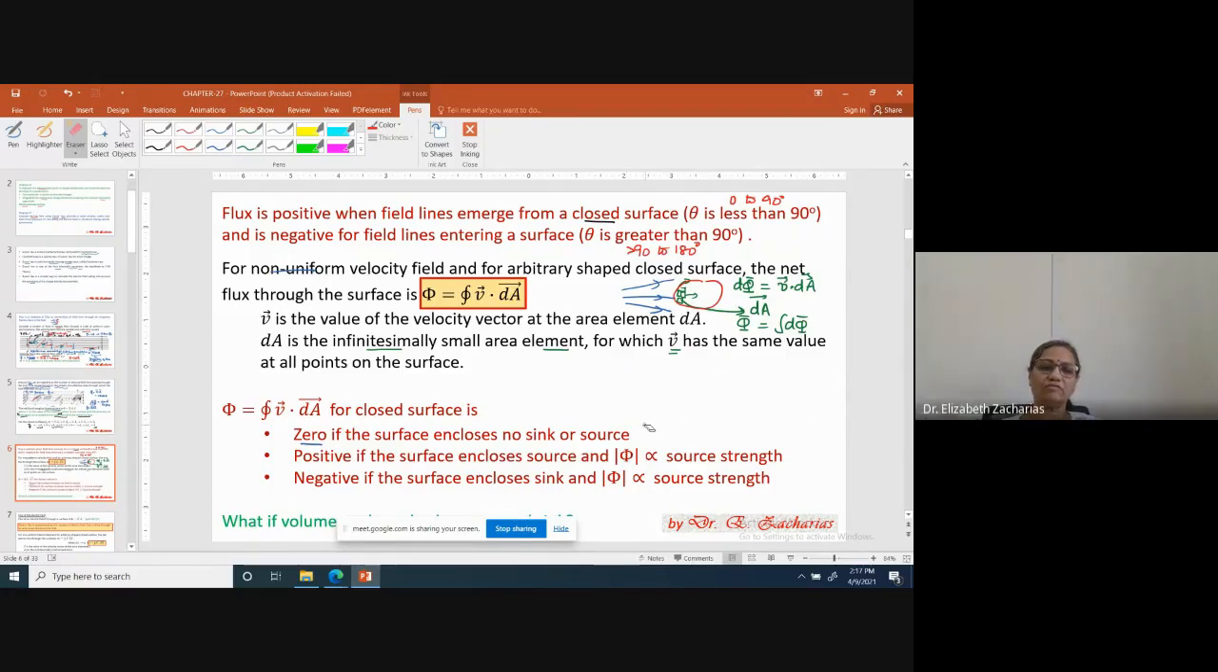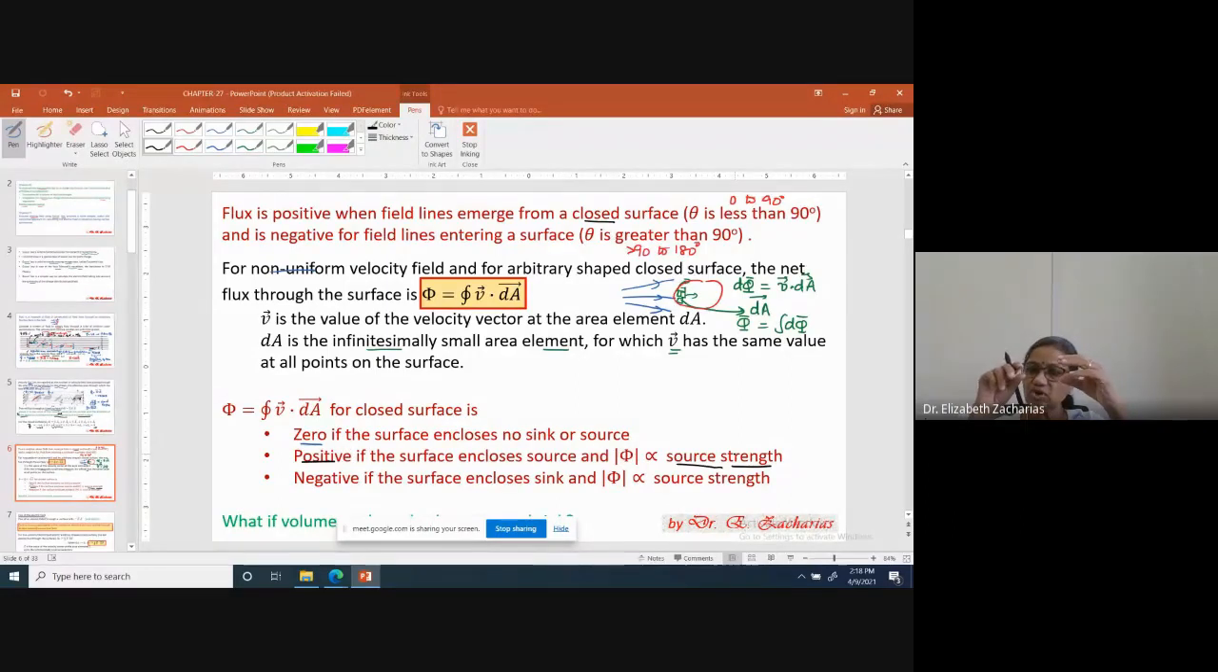Positive. Therefore, the flux for a closed surface will be positive if the surface encloses a source, and flux will be proportional to the source strength. Otherwise, what happens? You have this closed surface, water is flowing in, 10 liters per second, and 10 liters flowing out per second. So what is that extra that is coming? That extra is coming because of that source inside.